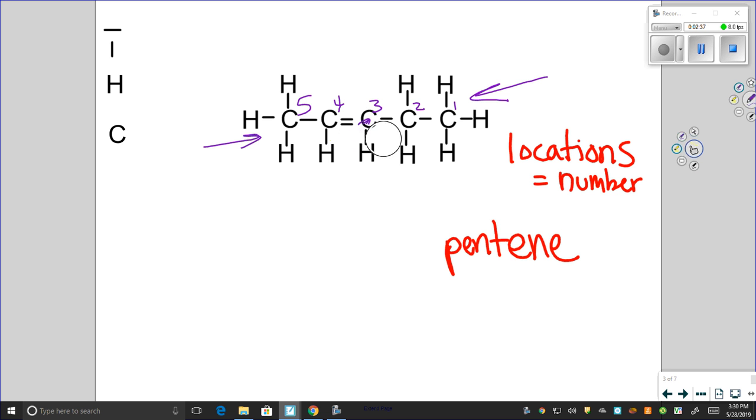However, if I count in the other direction, 1, 2, 3, 4, 5, my double bond is right after the 2, and that 2 is lower than 3, so I'm going to use 2. Pentene is my name, 2-pentene, and that's how you name alkenes.